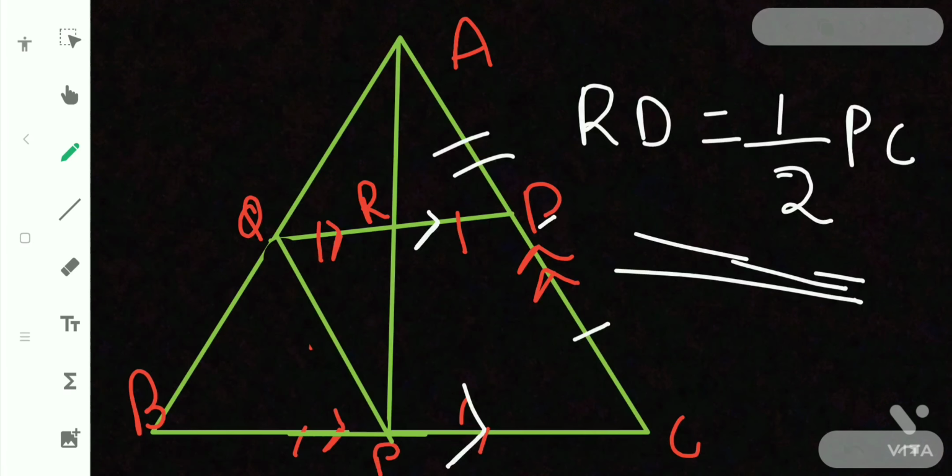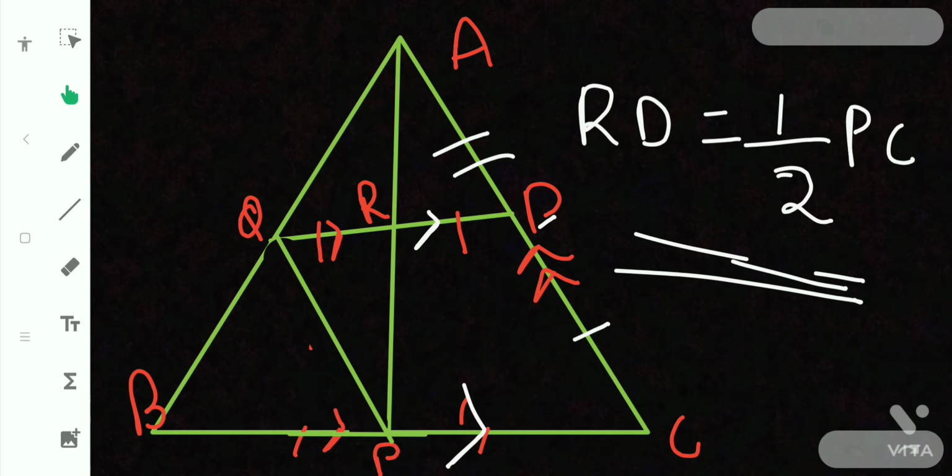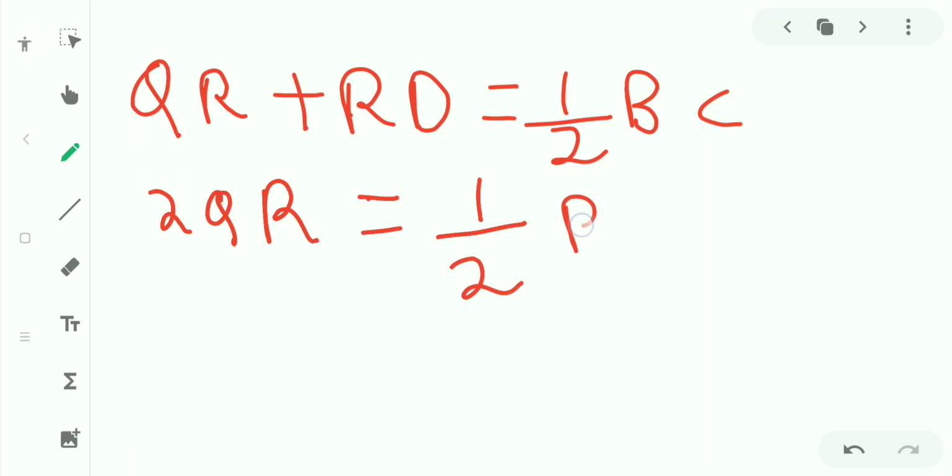But here QR plus RD is equal to half of BC. You know that QR plus RD is nothing but 2QR, because QR is equal to RD. So 2QR is equal to half of BC.